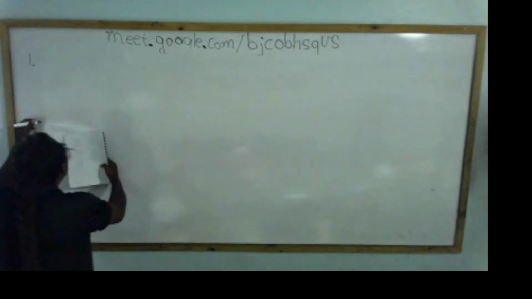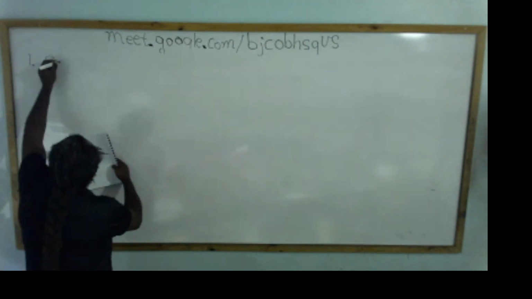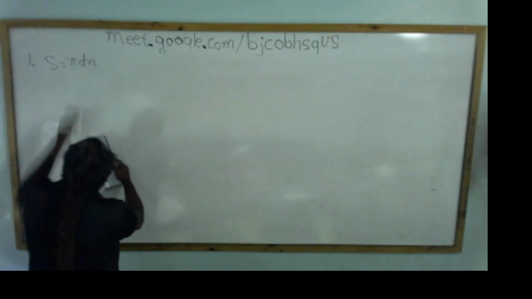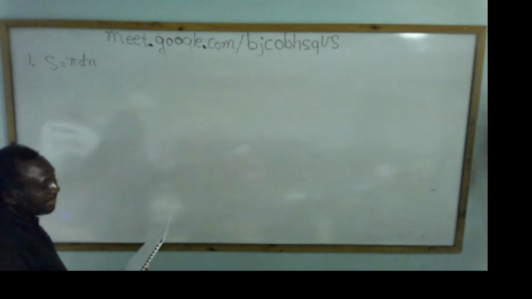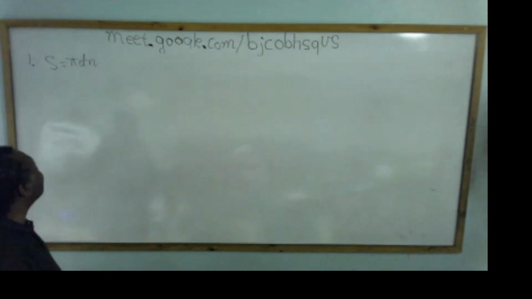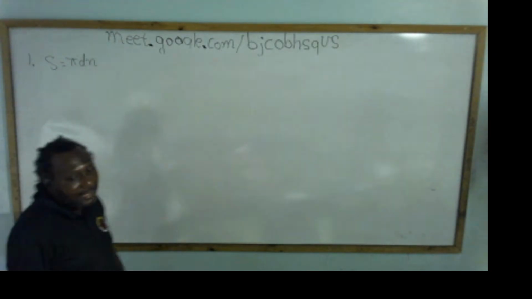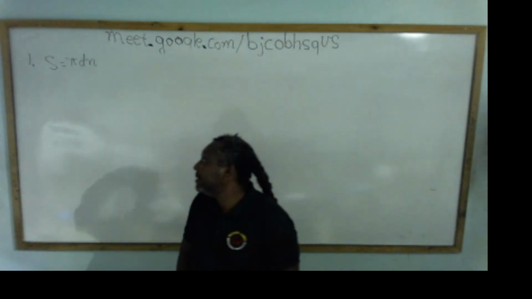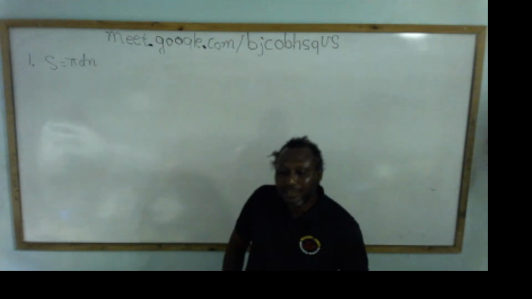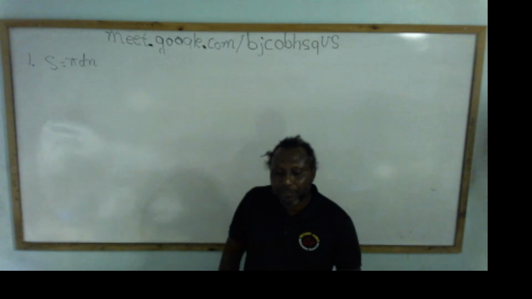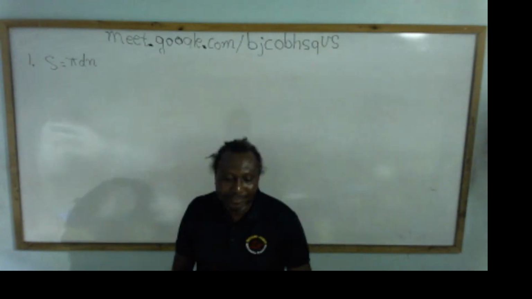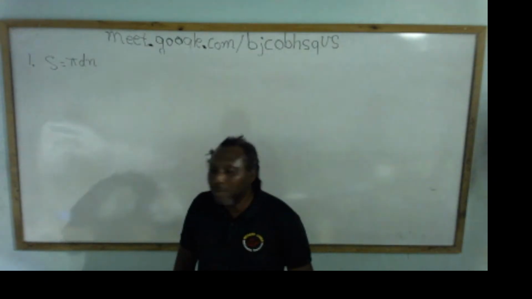Number one, S is equal to pi dn. And we are transposing, making n the subject of the formula. N is the proposed subject. It is accompanied by pi and d on that right hand side. And of course, pi dn means pi times d times n. So all of those are in a multiplication relationship.